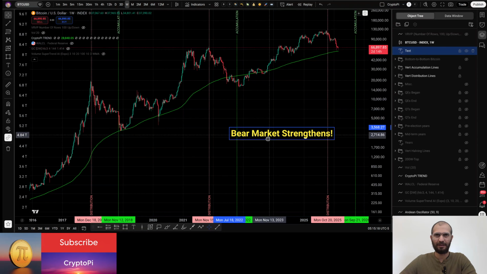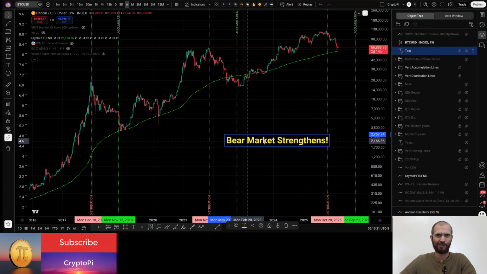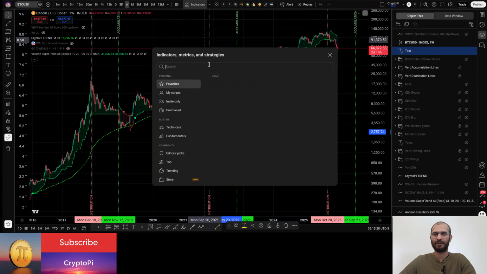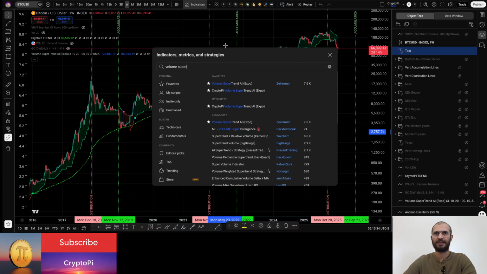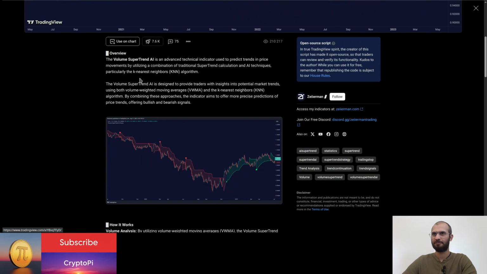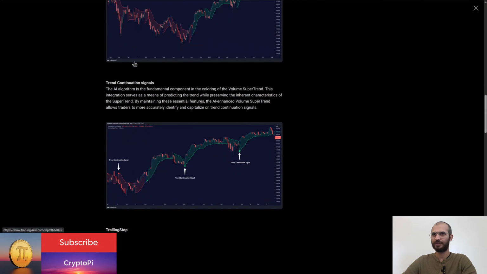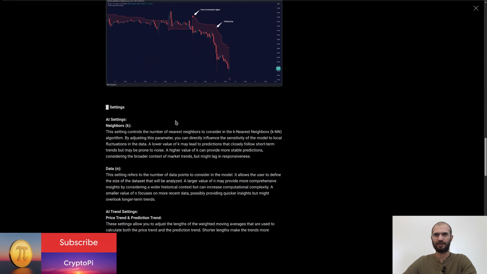And the idea I mentioned, bear market strengthens, is coming from the volume supertrend indicator. You can go to indicators and type in Volume Supertrend AI Expo indicator by Siaman. It's quite well described how to use it, what trend continuation is, and so on.